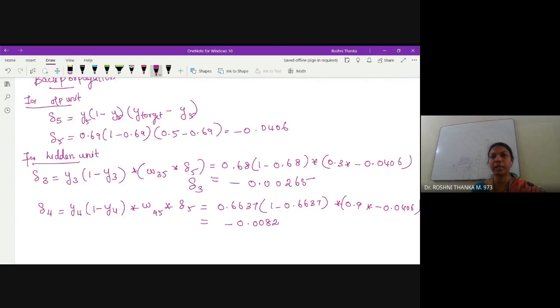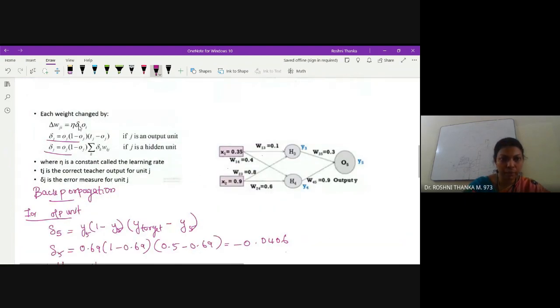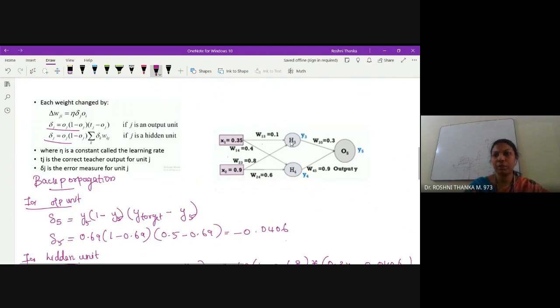Now we found the error. What we found is this delta value. If it is an output unit, we know this is the formula. And if the weight we are finding is for the hidden layer, this is the formula. Based on that, for each computational unit, we calculate this delta value. So now we already know what is the learning rate, we know what is delta, now we found it, and we know what is the output. So now we are going to calculate the new weight.